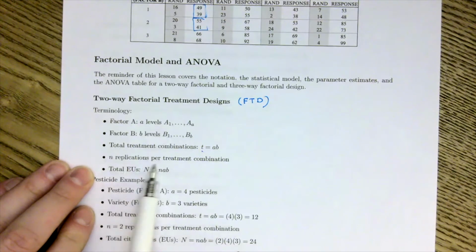Our total number of treatment combinations is going to be T, and that's going to be a times b. Our number of replicates per treatment combination is going to be little n, and our total number of experimental units is going to be n times ab, or n times T.